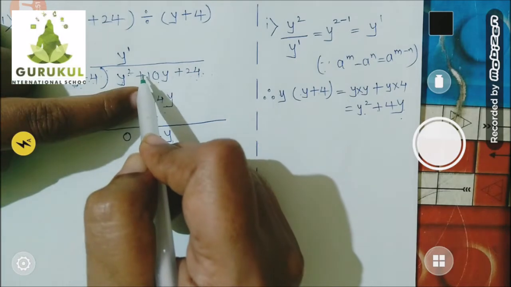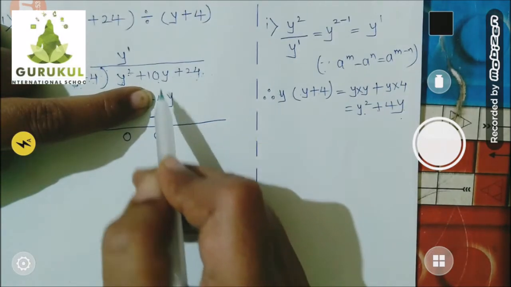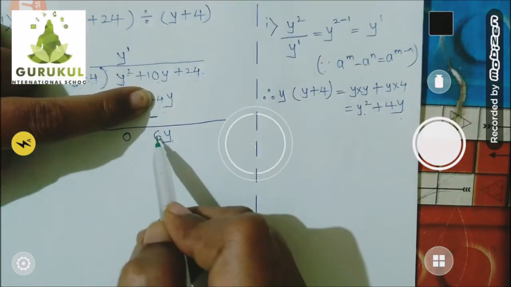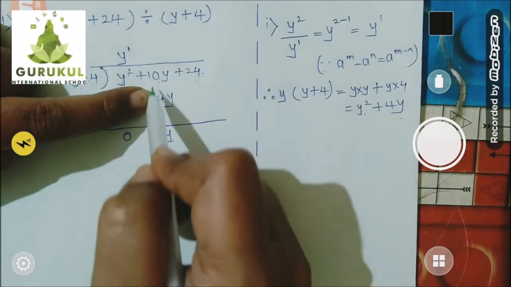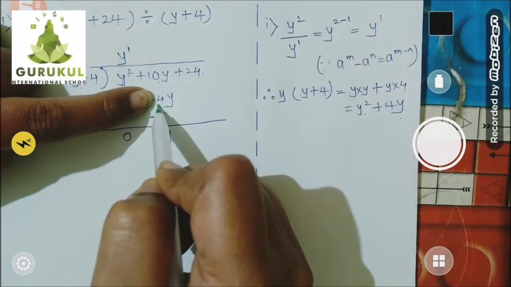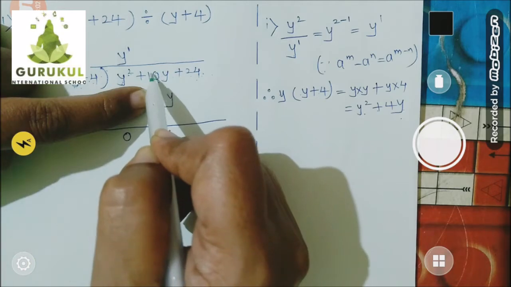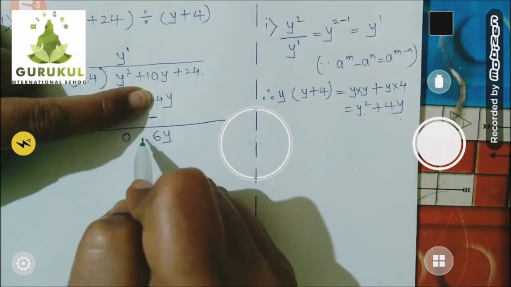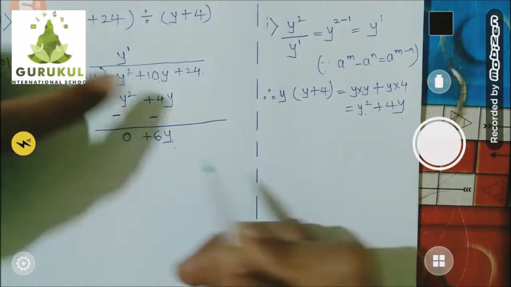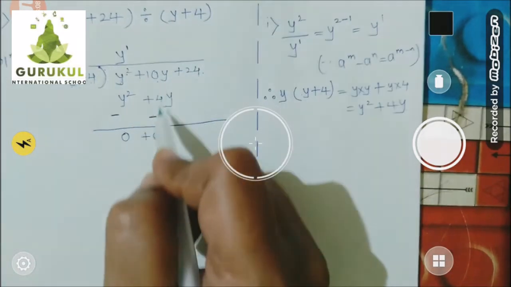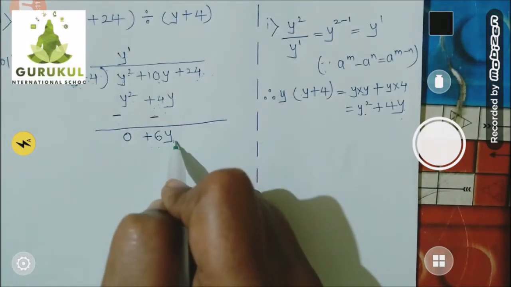And one more thing, children, plus 10 minus 4, opposite sign, subtract the numbers and put the greater number's sign on the answer. Which was greater, plus 10 or minus 4? Plus 10 was greater, so its sign is plus. So the greater number's sign I will assign to the answer. So plus 10y minus 4y, answer is plus 6y.